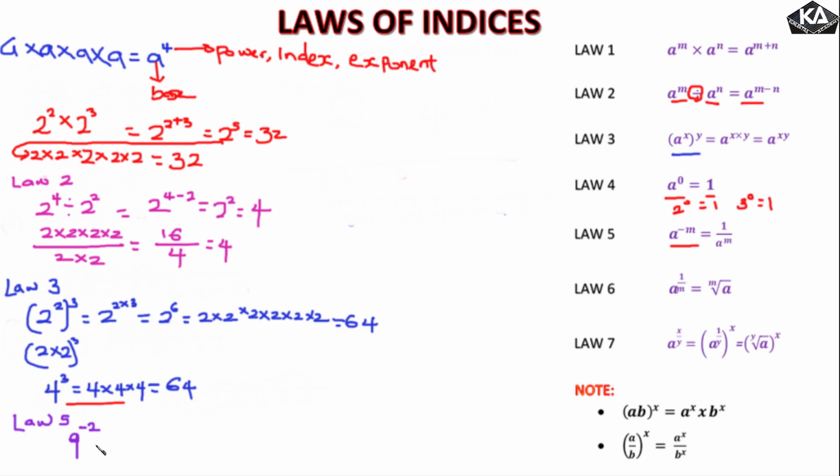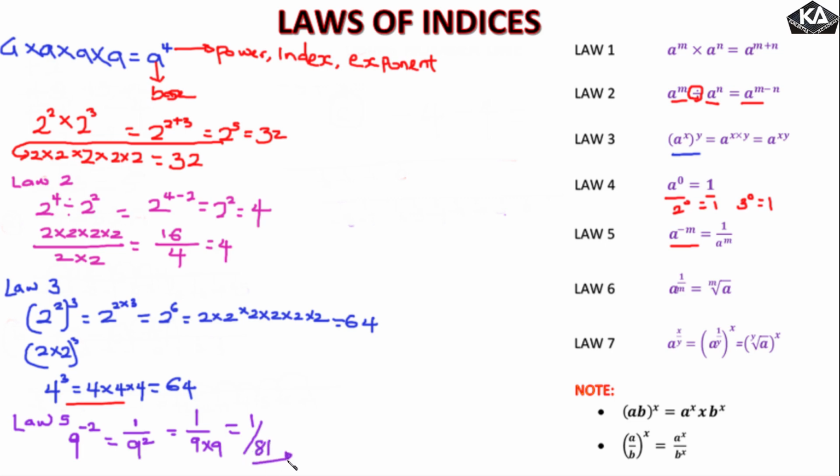What will happen to this? What are you going to get out of this? Since it's a law of negative index, law 5, the minus will cause an effect, and that effect is that it will turn 9 raised to power minus 2 into 1 over 9 raised to power 2. Then your final answer will be 1 over 9 times 9, what is 9 times 9? That will be 1 over 81.